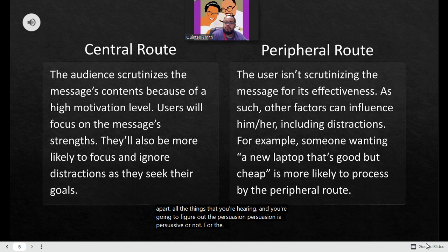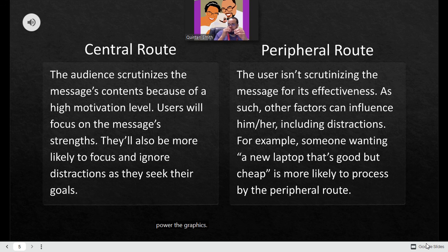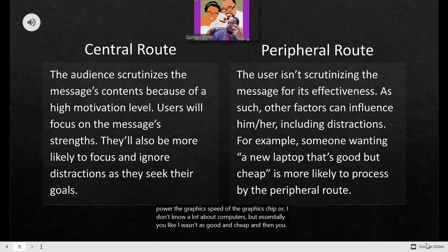For the peripheral route, the user is not scrutinizing the message for its effectiveness. As such, other factors can influence him or her, including distractions. For example, someone wanting a new laptop that's good but cheap is more likely to process by the peripheral route. So you're not really going to think about the processing power, the graphics speed, or the graphics chip. I don't know a lot about computers, but essentially you're like, I want something that's good and cheap. And then you see a commercial, hey, good, cheap laptop. Cool, I'll go do that, right?